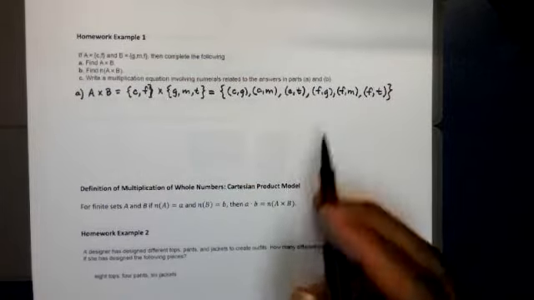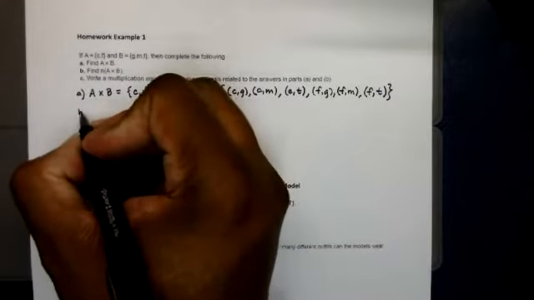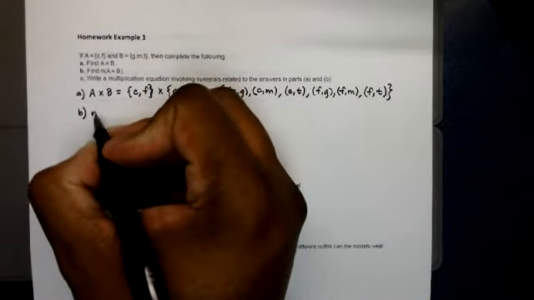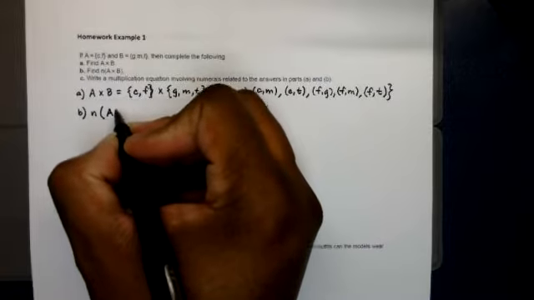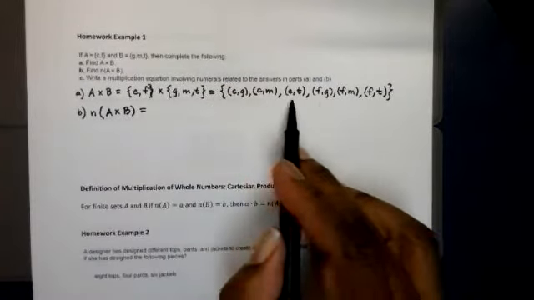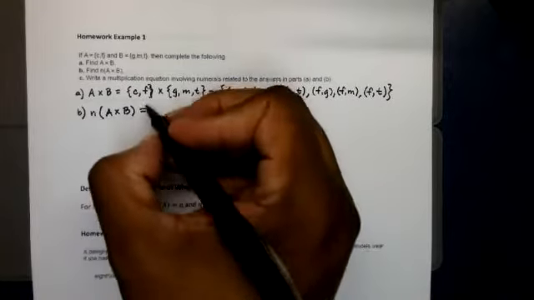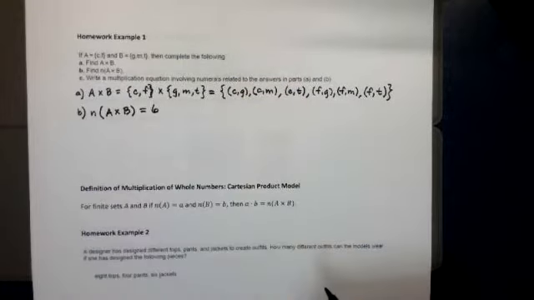Okay. That's how we find the cross product of A and B. Now in part B, we want the number of elements in that cross product of A and B. Well, we just count up how many ordered pairs we have in this set for A cross B. And in this case, there's 6.